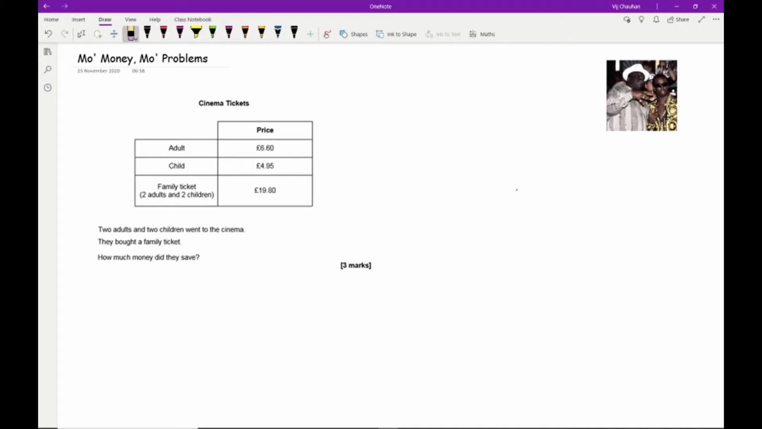So what we need to do here is first work out the solo price. So step 1 is work out the individual prices. For the 2 adults, it's going to be 2 times £6.60, and for the 2 children it's going to be 2 times £4.95.